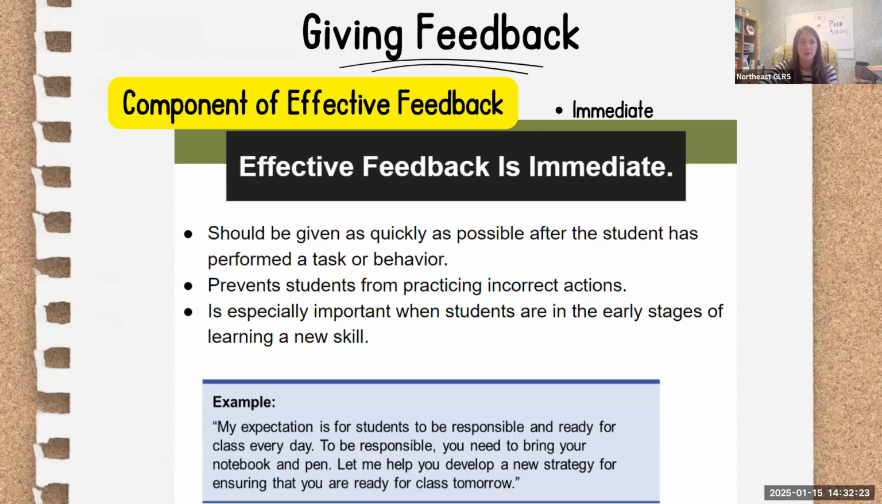Let's develop a strategy that will help you to ensure that tomorrow when you show up for class, you've got your materials and you're ready to learn. And then you can work with that student on what that strategy might be. It might be a set of reminders that you give that student. But because you are using that immediate feedback when you see an issue, or whenever you are working on a task with that student, they can then use that immediate feedback to alter their behavior or their performance, or to correct any actions that they need to do.